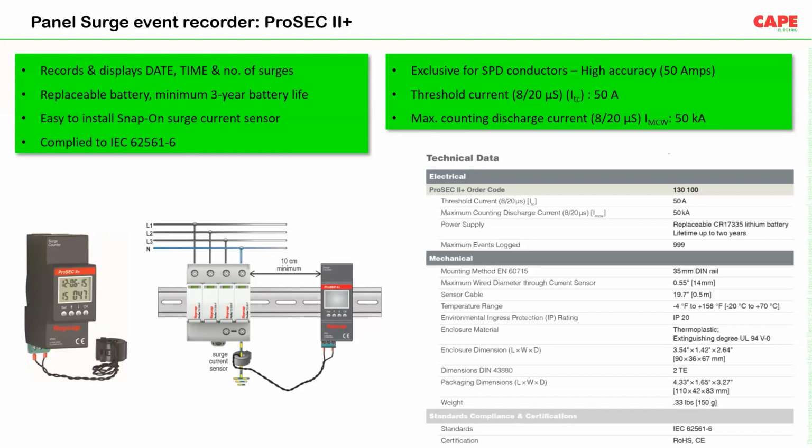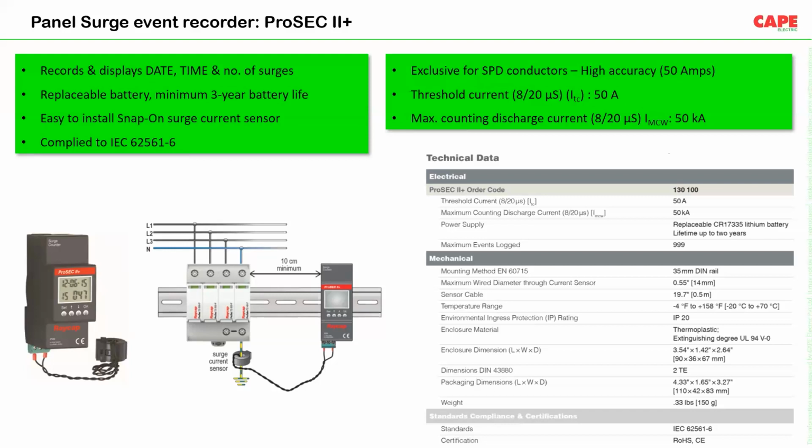Now these recorders have LCD screens. It has an integrated lithium battery with 3 years of battery life. Now this battery can be replaced also. It can record up to 999 events. And once you reach that 999, again, it is going to be a long time till you reach that number, after that you can just reset it. Again, it will start from 1.